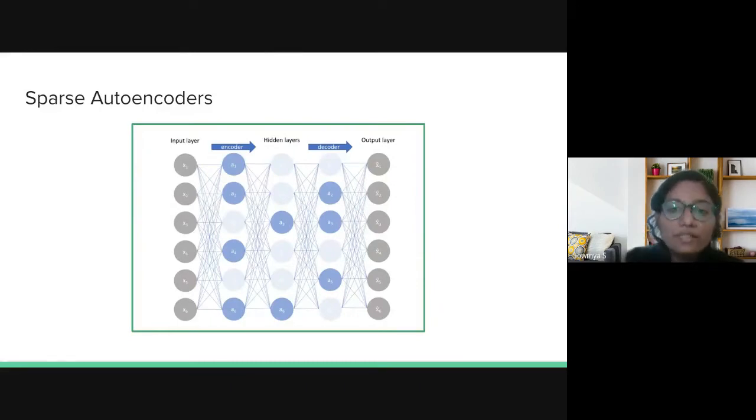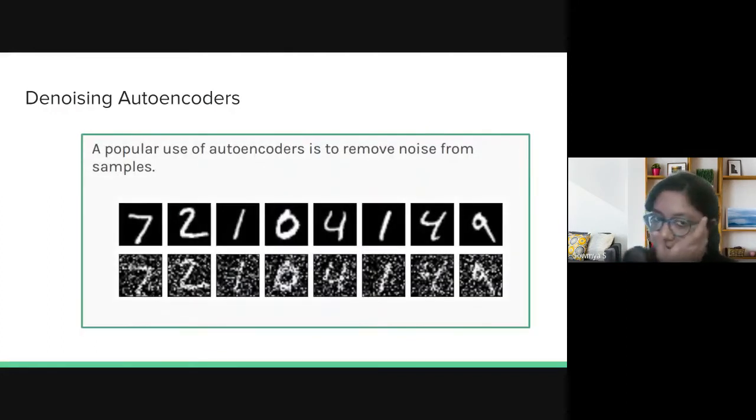Now we come to sparse autoencoders. In the sparse autoencoders, what you do is that you randomly turn off nodes in every iteration, similar to dropout, and then you reconstruct. So this speeds up the training process and makes sure duplication doesn't happen, and it is more robust to noise. Now, this robustness to noise is what brings us to the idea of denoising autoencoders, which we'll be seeing here.